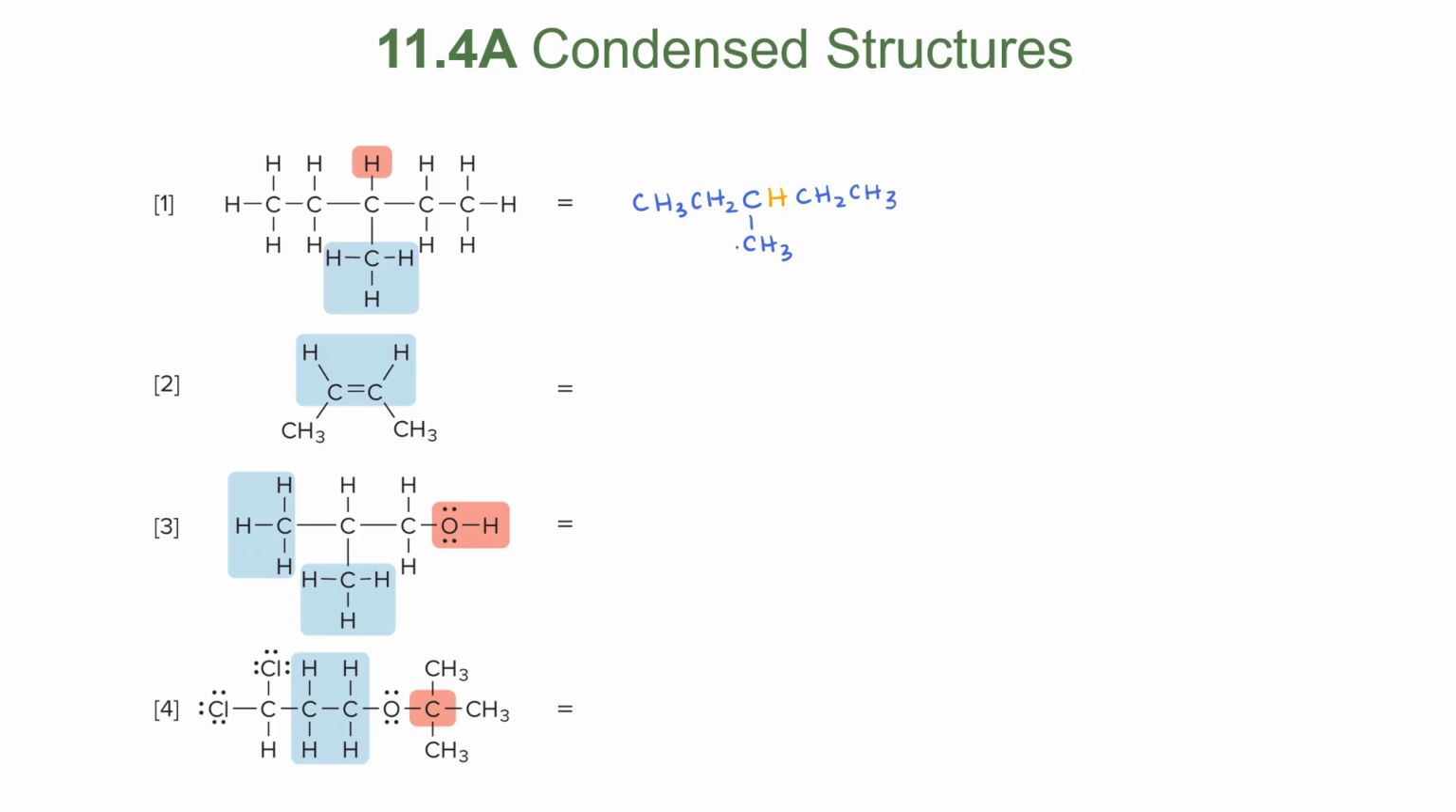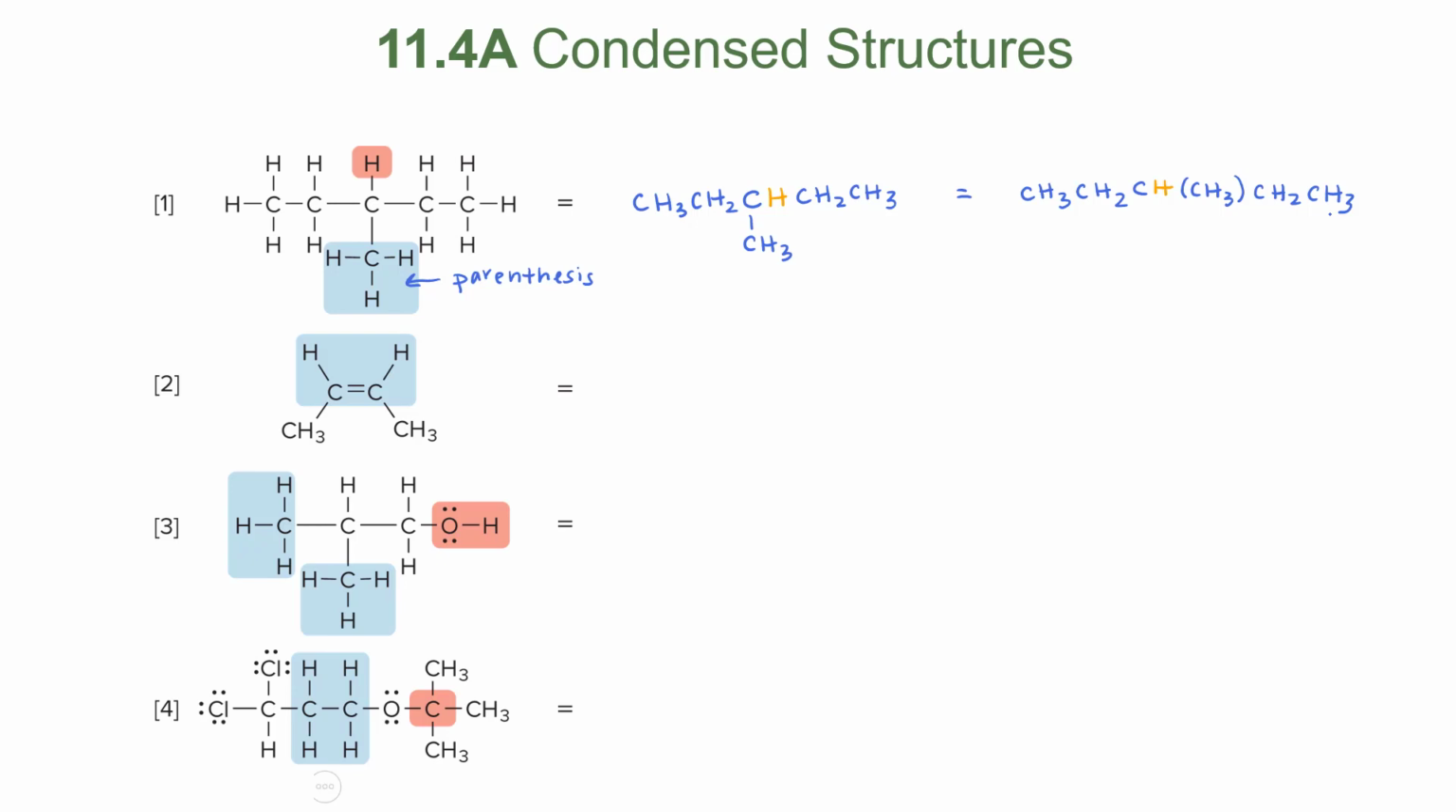Alternatively, we can put whatever is in the blue box in parentheses if it's coming off of that. So the same thing here would be CH3, CH2, C with that orange H, and then in parentheses I'm going to do CH3. So that one's coming off of the carbon preceding that, and then we just have CH2, CH3.